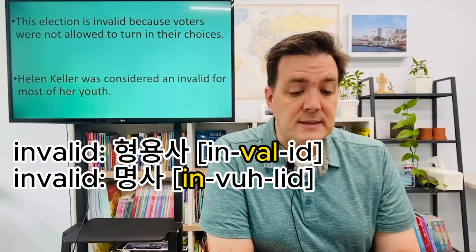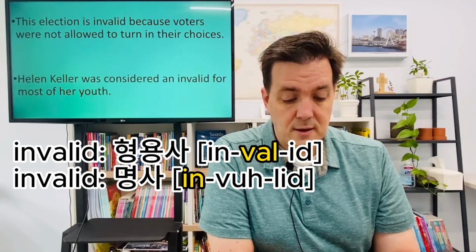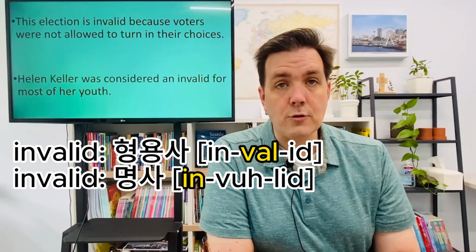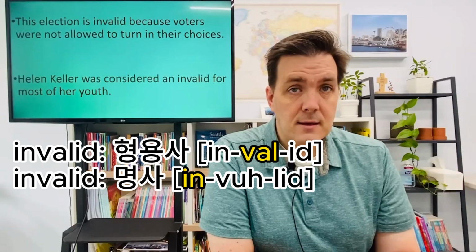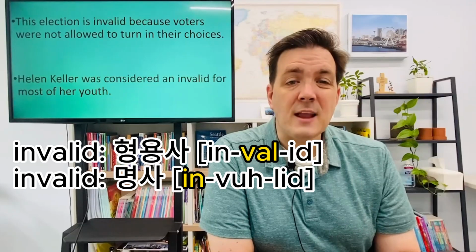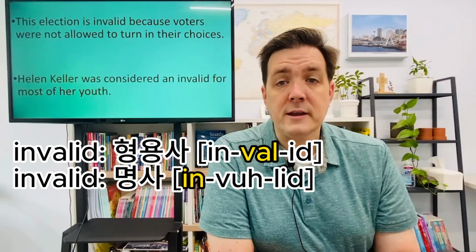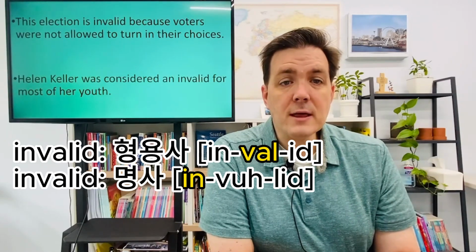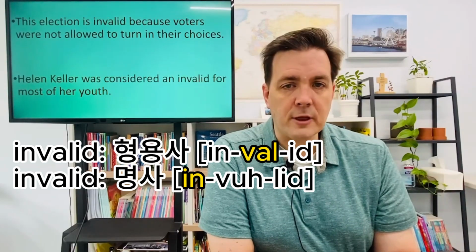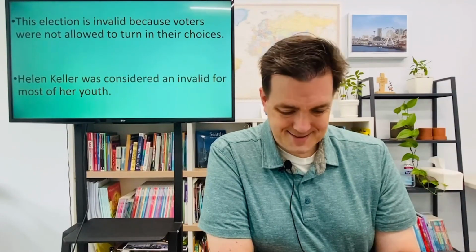This election is invalid because voters were not allowed to turn in their choices. Helen Keller was considered an invalid for most of her youth. Invalid means it's not official, it's not true, it's either false or it doesn't count. An invalid means a person who can't help themselves. Okay? My daughter was an invalid when she was 2 weeks old. She couldn't even turn over yet.